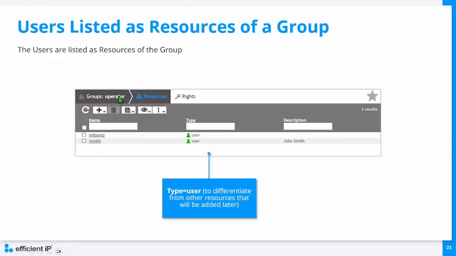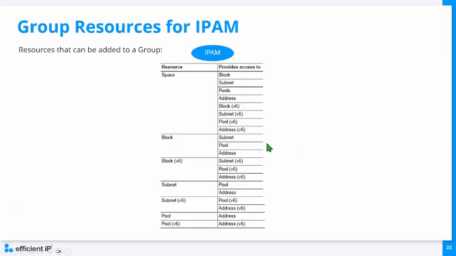So now I'm on the operator group. Under the resource, I see 2 users. These are the 2 users that belong to the operator group. Okay? Fine. So that is how you assign users to the group. Two ways to do it. Right? Now, we're going to see assigning resource to the group.